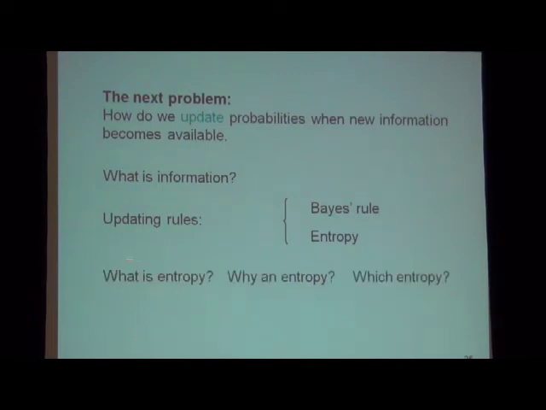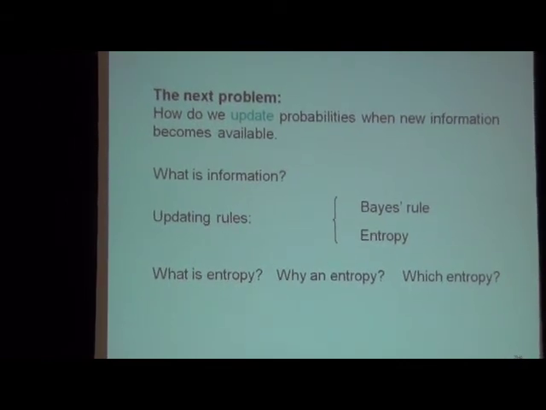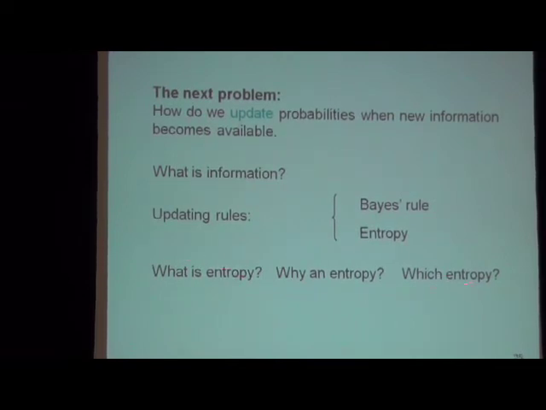But then here's another question. What on earth is entropy? Why an entropy? Which entropy? These are all very legitimate questions to ask. And we have to be very clear what our design specifications are in order to have reliable answers to these questions. In particular, are Bayesian and entropic methods compatible? Is this updating rule compatible with that one? They better be.